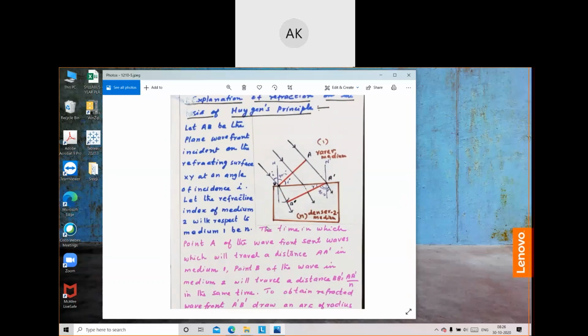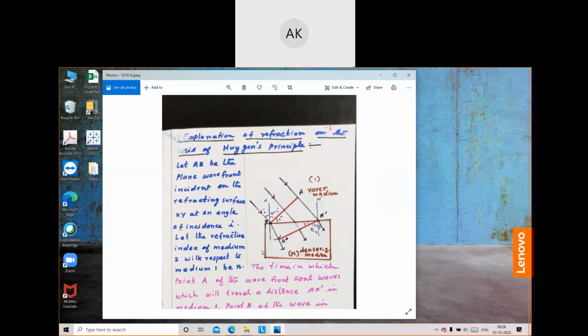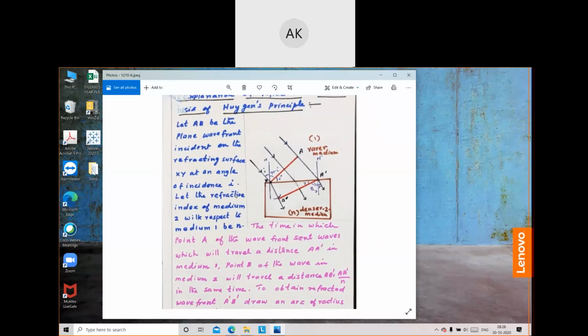Next is refraction, how it is proved. Explanation of refraction on the basis of Huygens principle. Huygens explained reflection and refraction using Huygens principle and wave theory of light. Similarly, other phenomena like interference and diffraction can be explained only with the help of wave theory of light. But reflection and refraction can be explained with both the corpuscular theory and the wave theory. Corpuscular theory means particle nature of light, and Huygens theory means wave theory of light.